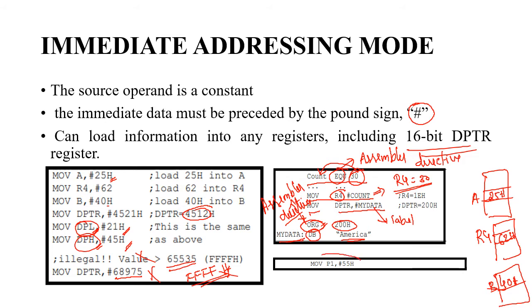Next, one more instruction what we have is we can even use the immediate addressing mode in port. Here P1 represents port. We have P0, P1, P2 and P3 as the ports in case of 8051. We can use the immediate addressing mode. We can load the immediate values into any one of these ports using this particular syntax. This is how the immediate addressing mode works.